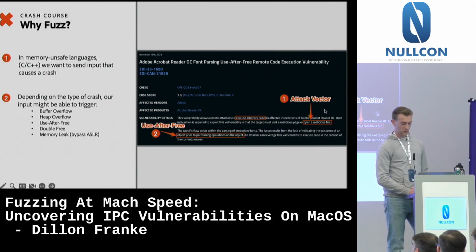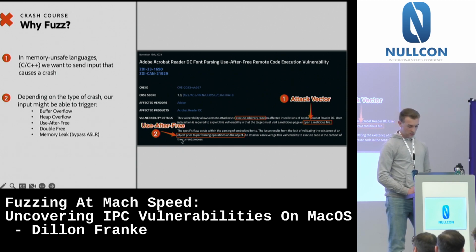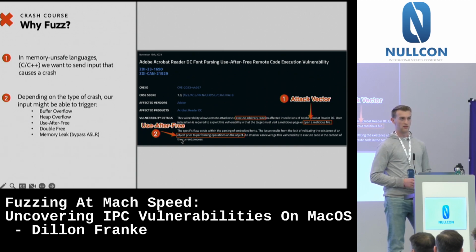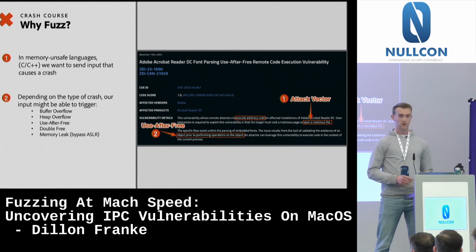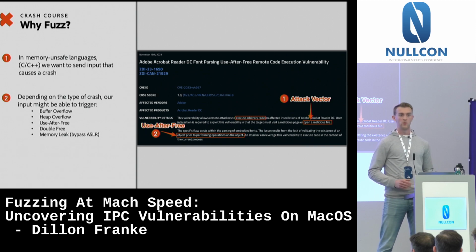So here's an example of a remote code execution vulnerability. And if we look a little bit, we can see some of these definitions that I'm talking about here. Number one, you see the attack vector in Adobe Acrobat. They're opening a malicious file to trigger this. And then number two here, you see the object used prior to performing operations on the object. This is very typical usage nomenclature for a use after free vulnerability. So if we built a fuzzer here, we could write a fuzzer to open a bunch of random PDF documents and programmatically mutate those documents and potentially trigger this vulnerability.